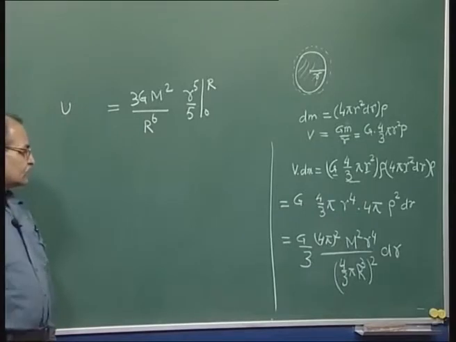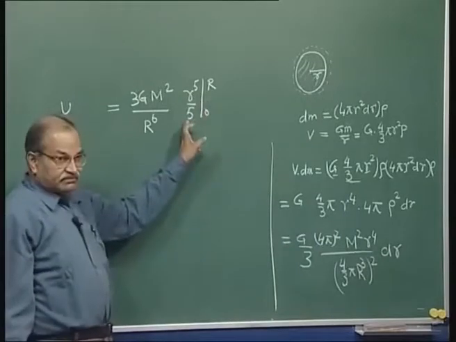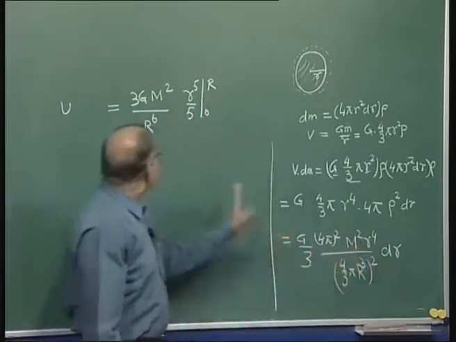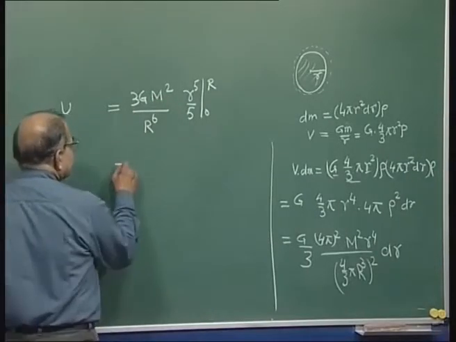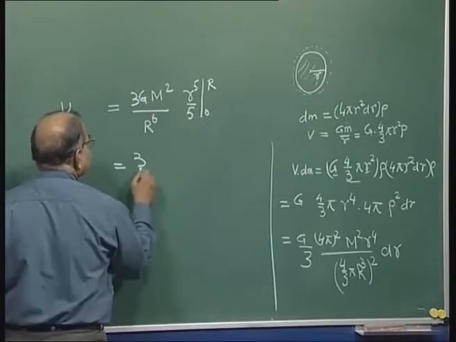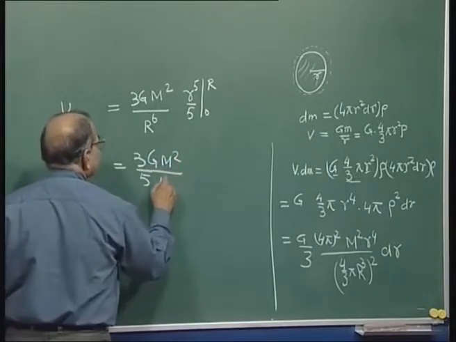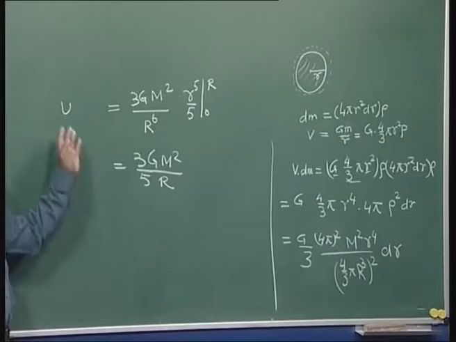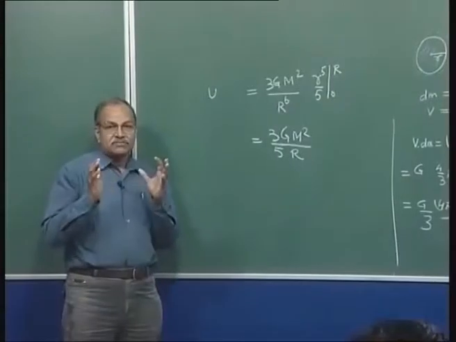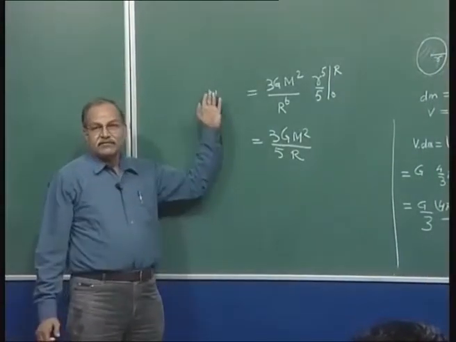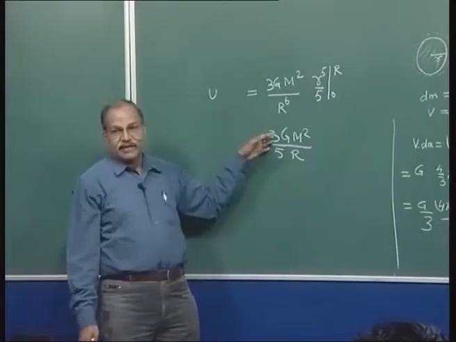Check, I have integrated. So, this r to the 4 dr has become r to the 5 by 5. So, r to the 4 dr is taken care of, M square is taken care of, and other things are all taken care of, correct. So, this is 3 by 5 capital G M square by R. This is the gravitational binding energy. Because of this gravitational attraction, this is the kind of energy that results. If you are looking for the potential energy, it is the negative of that.